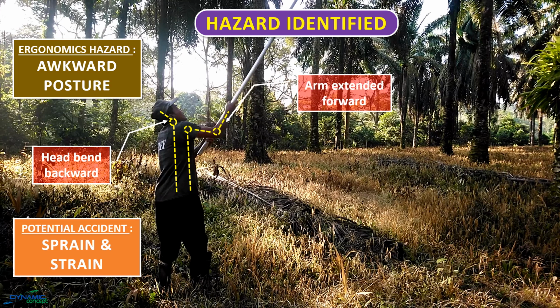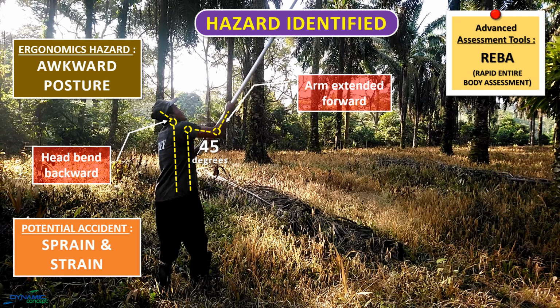The task performed requires arm to be extended forward when holding the pole. To get a good grip of the pole, the workers need to extend his arm at 45 degrees. This posture has the greatest impact on the arm, shoulders, and upper back. If you decide to carry out a more advanced risk assessment for these activities, you can use postural assessment tools such as REBA. You may refer to my previous video.